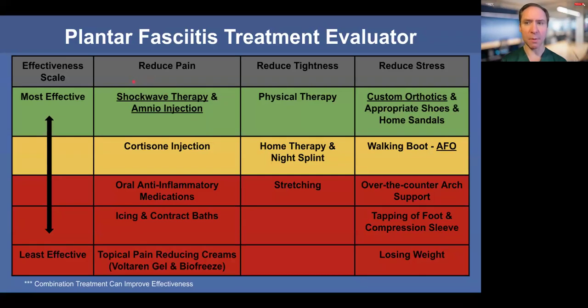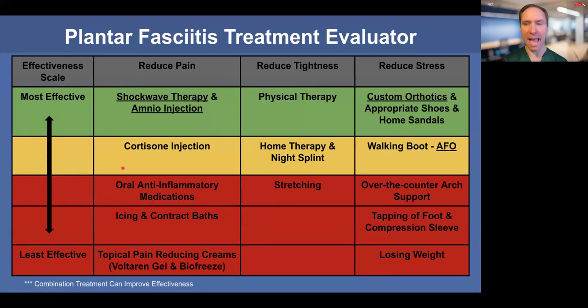So when you're talking about plantar fasciitis, there are certain treatments that are most effective and others that are least effective. Okay, that's something good to know because everyone says, well, can I just lose weight and make it go away? Well, you can lose weight. It's not that effective. Can I just use Voltaren or CBD or some other topical cream? You can, but it's not that effective. So there's certain treatments that are most effective, others that are least effective.